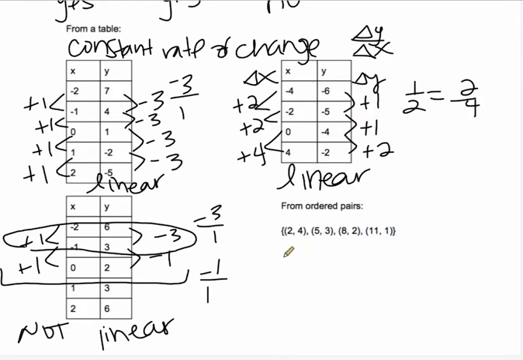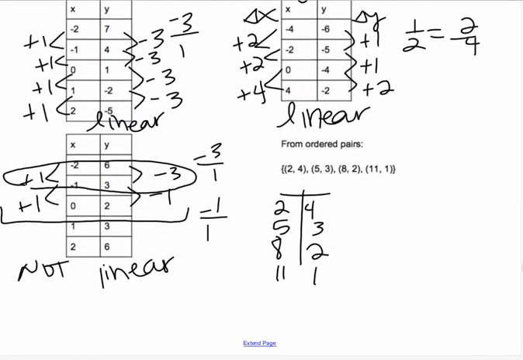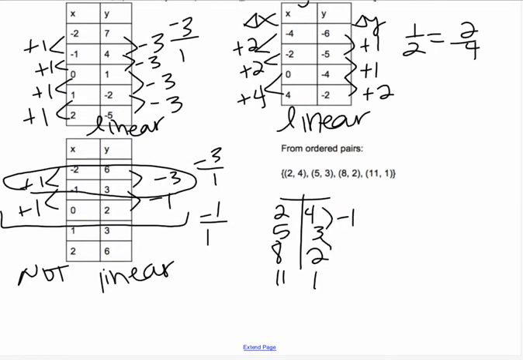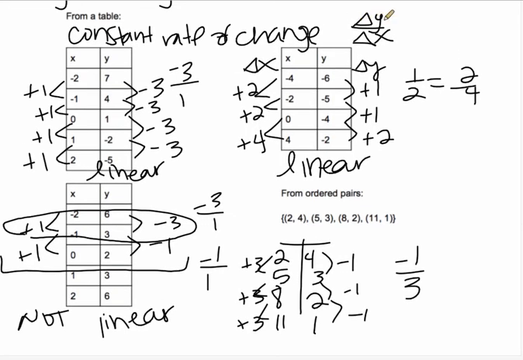Right now when we look at ordered pairs, you can kind of do this a couple ways. Honestly, I like to just put it in a table. So I just say 2, 4, 5, 3, 8, 2, 11, 1. So from 4 to 3 is minus 1, minus 1, minus 1, plus 3, plus 3, plus 3. So it stays the same throughout. The rate of change is -1 over 3. Okay, so again, rate of change is the change in y over the change in x.